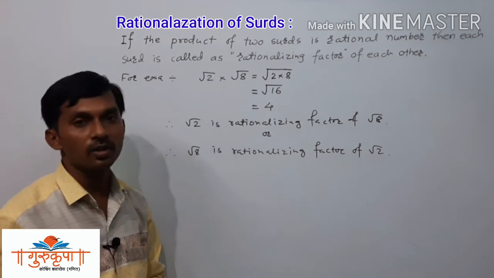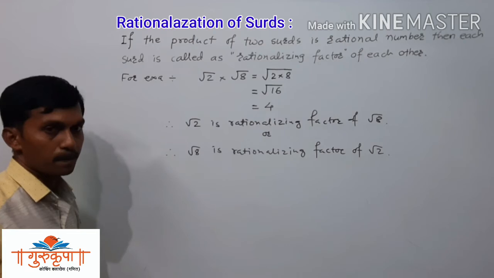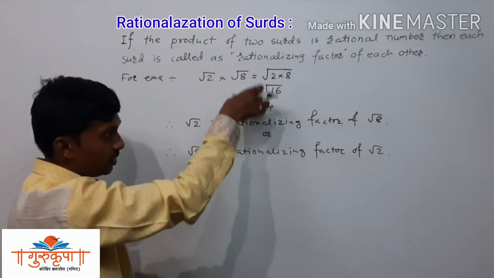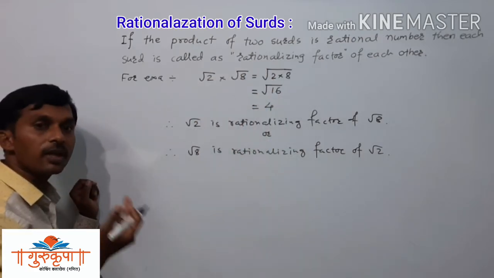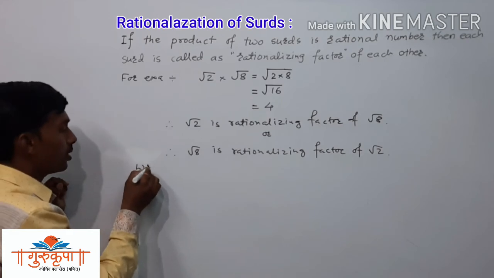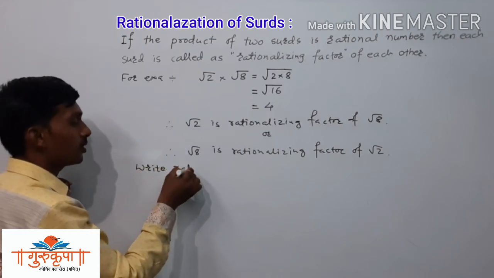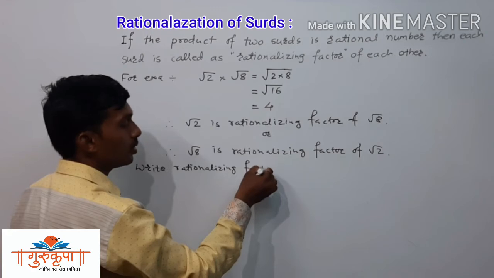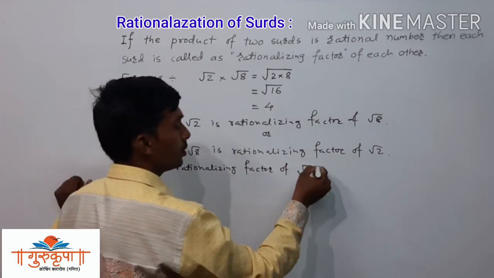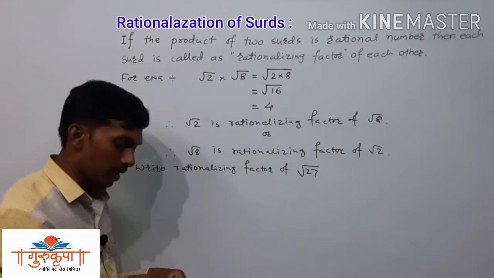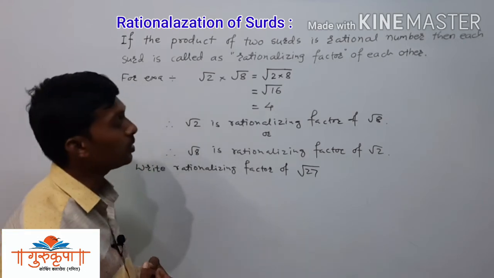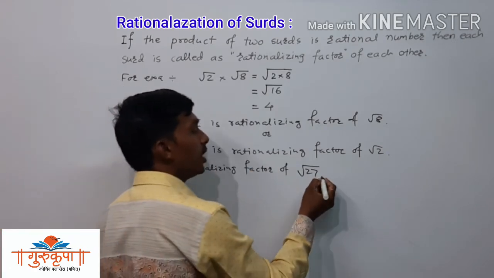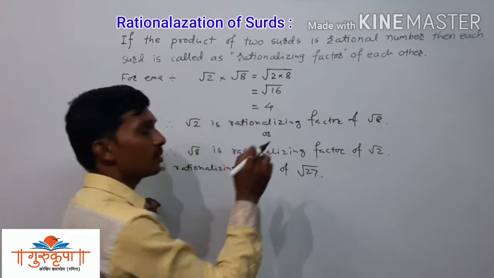It is very important. Suppose you have a question. We will discuss this concept using this example. Now here we will take an example: write a rationalizing factor of root 27. We have been given a surd, and we have to write the rationalizing factor of the given surd.